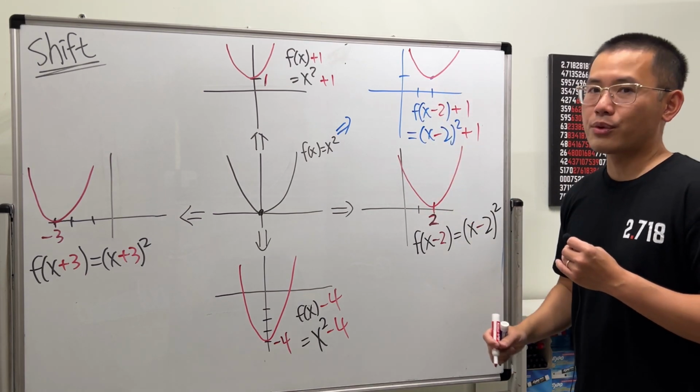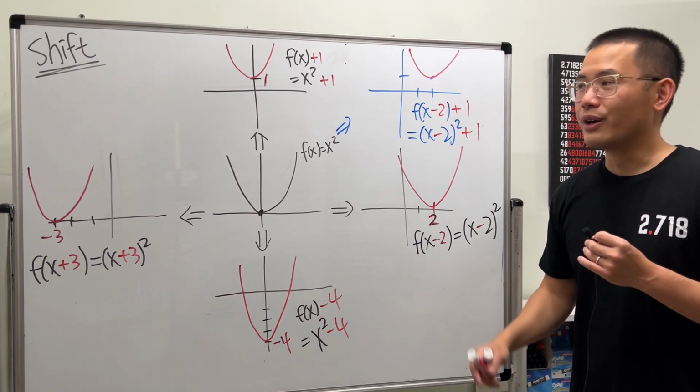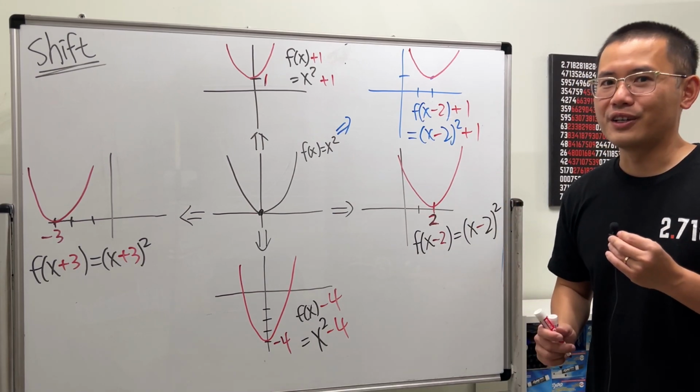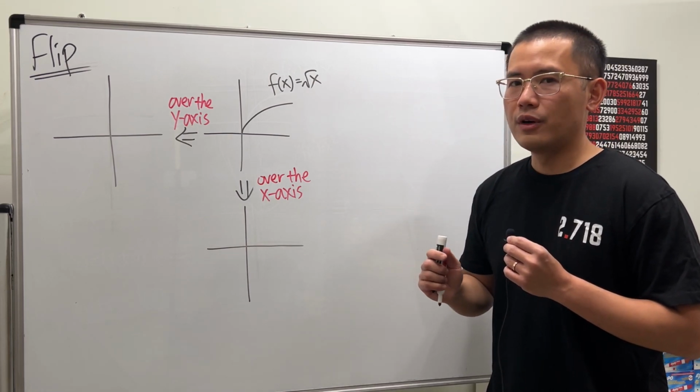So that will give you this parabola. And of course, you can also do the same thing for the other directions as well. So this is how you shift the graph of a function. Now, next, we are going to talk about how to flip the graph of a function.